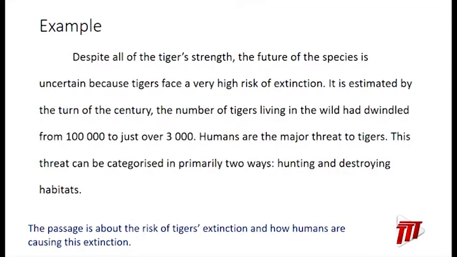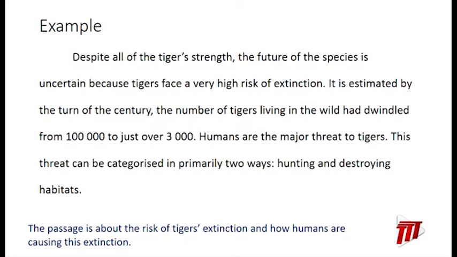In a passage, let's look at how these signal words operate and how details are organized for cause and effect. Now, this passage is about tigers and the risk of extinction. Let's read the passage. Despite all of the tiger's strength, the future of the species is uncertain because tigers face a very high risk of extinction.